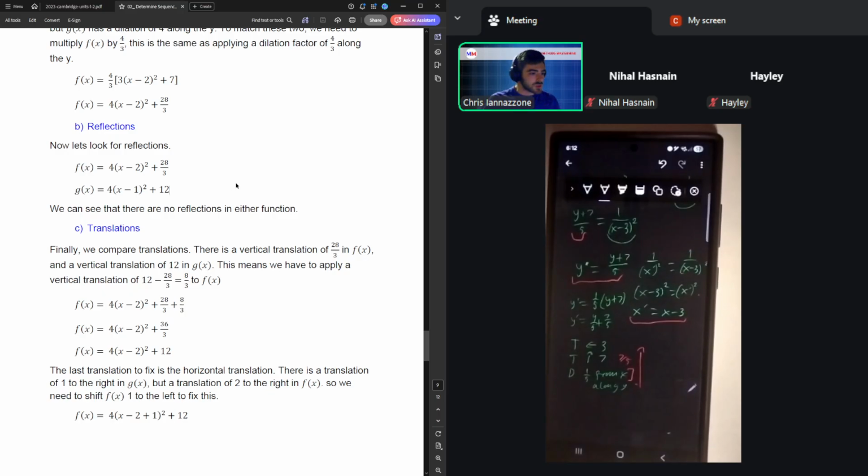Lastly is the translations. We can do these in whatever order we want to now. So what have I done first? I fixed up the vertical translations first. I want to go from 28 over 3 to 12. So I just figure out what's the difference between them and then make sure I'm adding that as my result. So adding 8 over 3 will get us to that plus 12 there.